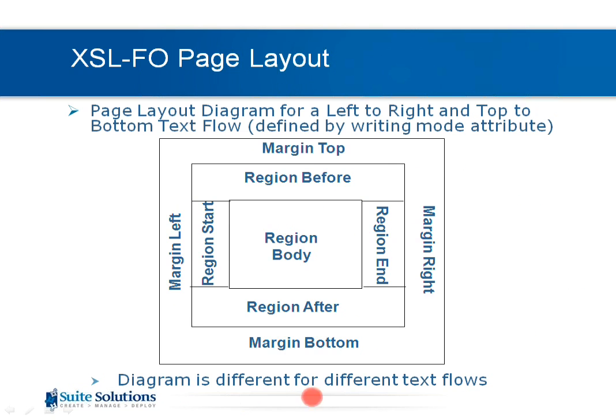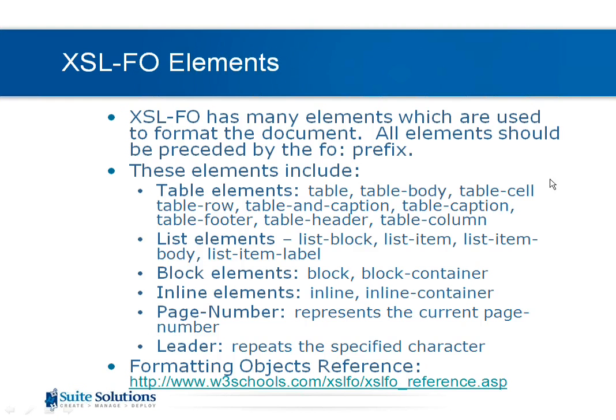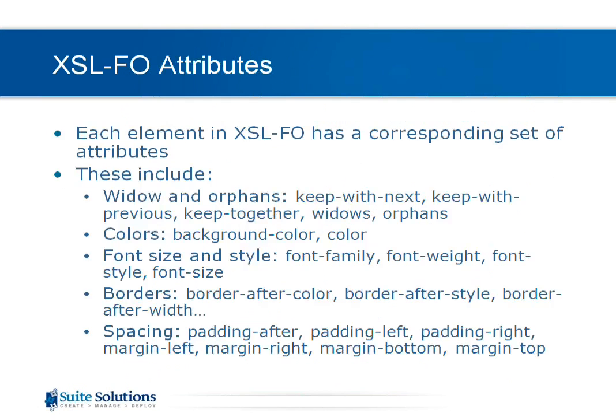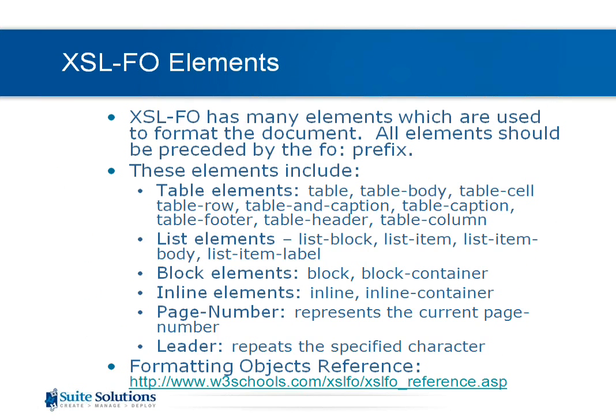And this diagram is different for different text flows. So let's say you're going from right to left, for example. You'd have region start on the right over here, and region end on the left over here. So just in case you thought it was obvious, it does vary based on the writing mode. But this is our standard XSL FO page layout for an English document. Okay, we'll do this and we'll do the example at the end.